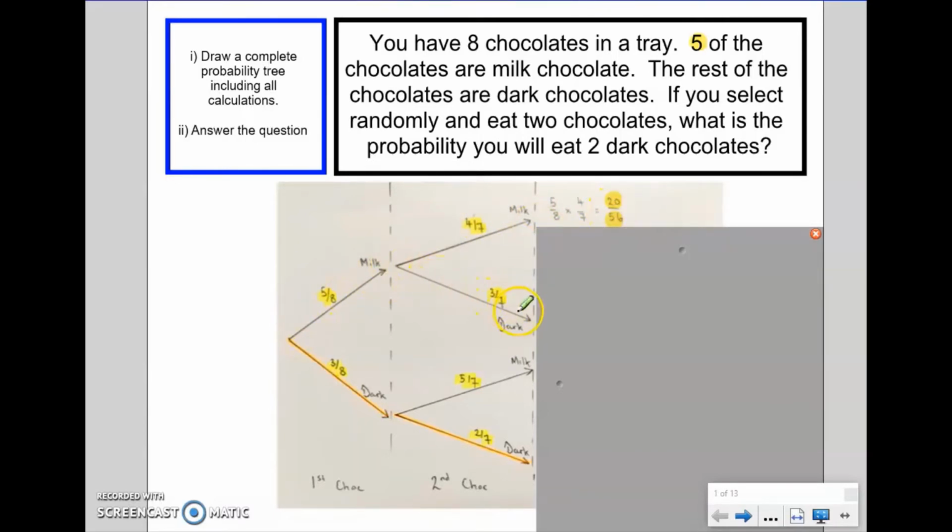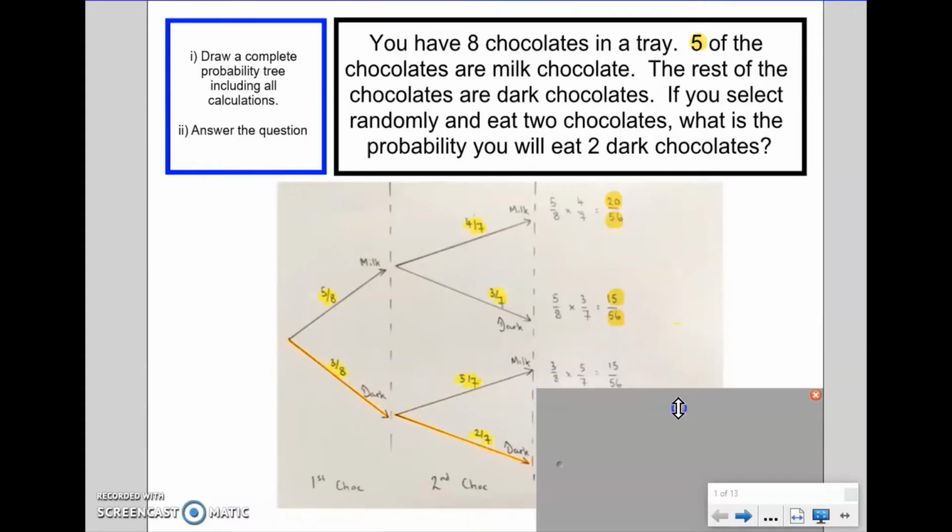5/8 multiplied by 3/7 gives me a probability of 15 out of 56. Probability of choosing a milk followed by a dark, 15 out of 56. I could have chosen a dark first, followed by a milk chocolate. That would give me a probability of 15 out of 56 again. Or I could have chosen a dark chocolate and then another dark chocolate. That would give me a probability of 6 out of 56.